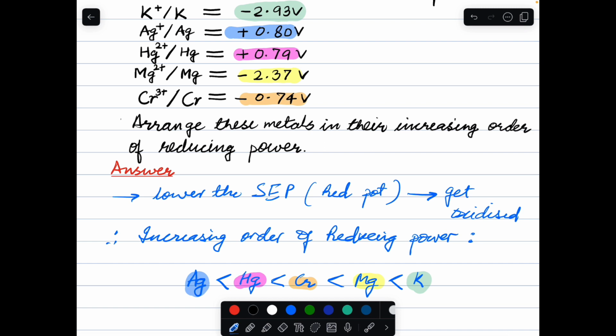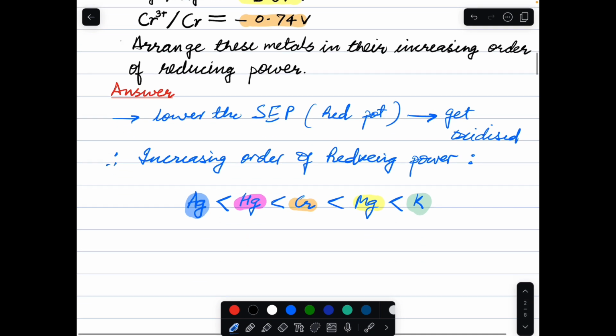So the higher the value of standard electrode potential, the higher will be the tendency for reduction, and the lower will be the tendency for oxidation, and therefore we assign reducing power in this manner.